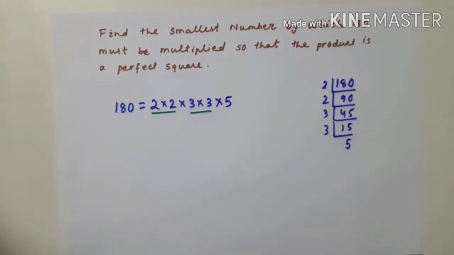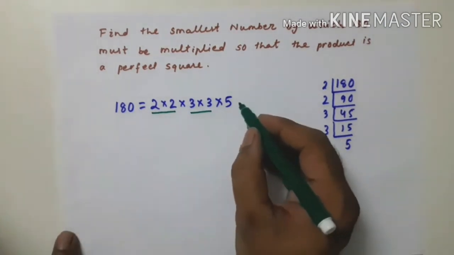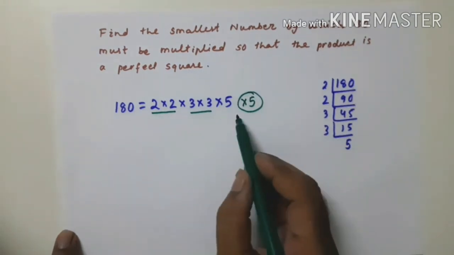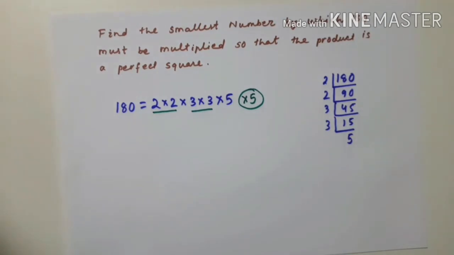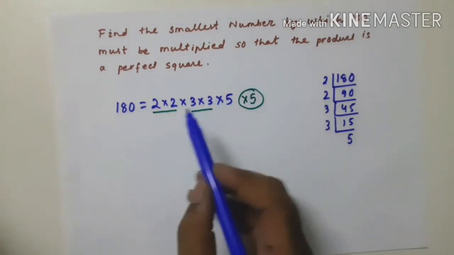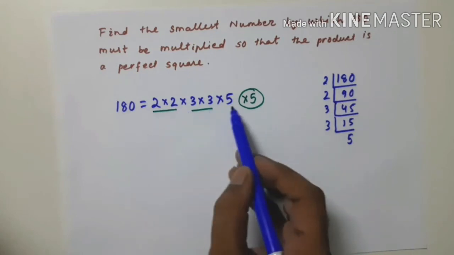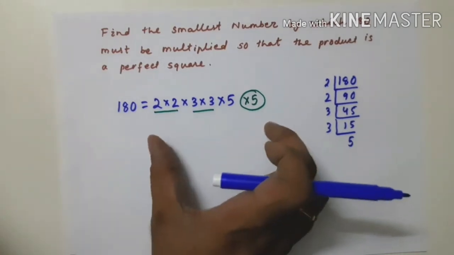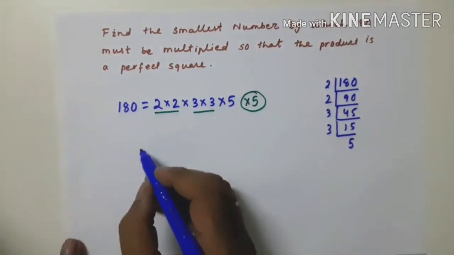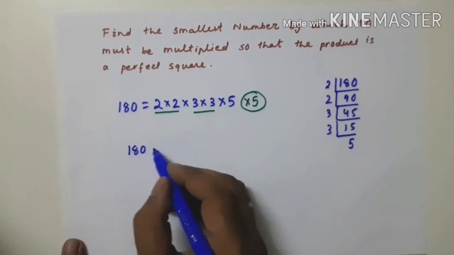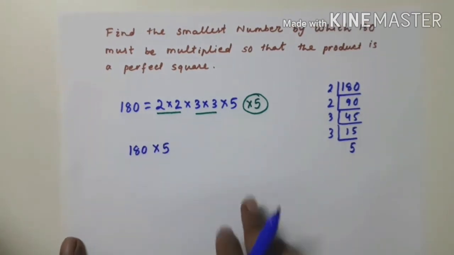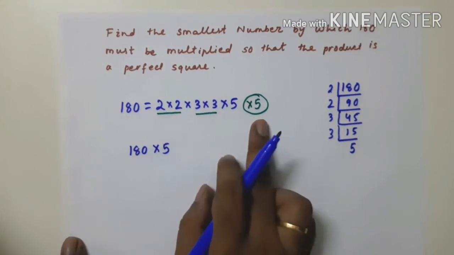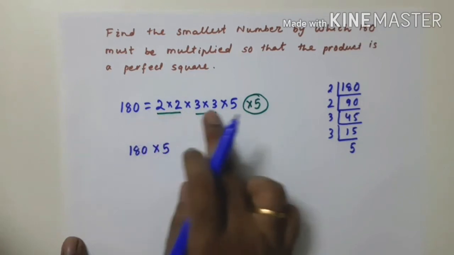So what to do? If I multiply here a number 5, suppose we multiply a number 5, now we can get a pair. So our answer is the smallest number that should be multiplied with 180. So if we will multiply 5 with this 180, then this becomes a perfect square now. So if I multiply 180 by 5, you can see here, because we need a pair, we have single 5 here. To make it a pair we need another 5. So 5 if I multiply, this becomes a perfect square now.